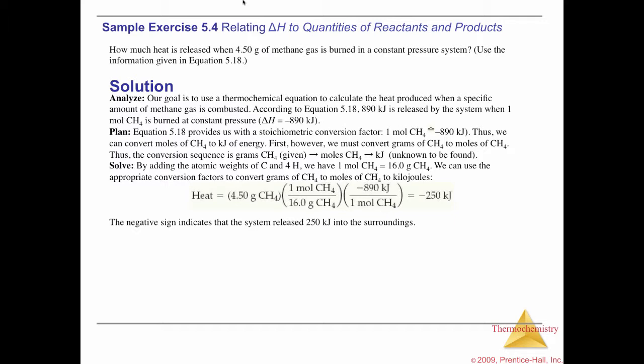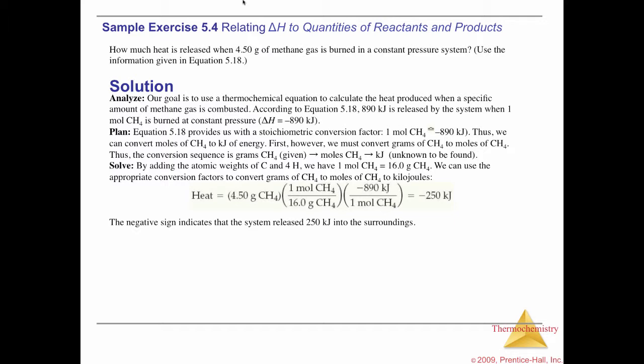By adding the atomic weights of carbon and 4 hydrogen, we have that 1 mole of methane equals 16 grams. We can use the appropriate conversion factors to convert grams to moles to kilojoules. We start with 4.50 grams of methane in the problem.